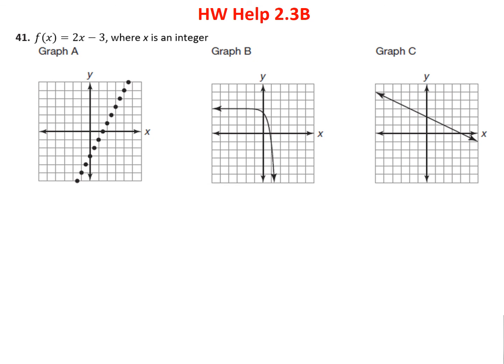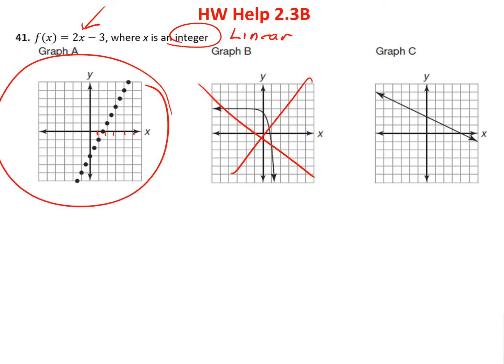Now as we look at this next one, we notice that there is no x squared and no x cubed. There's no absolute value. So we know this is a linear equation. And we see two linear equations here. This one's obviously out, but the other two are linear. And here's the key for this one: x is an integer. Okay? So x is an integer means we're only using 1, 2, 3, 4, 5, nothing in between. And so it's not going to be continuous, and our answer is A.